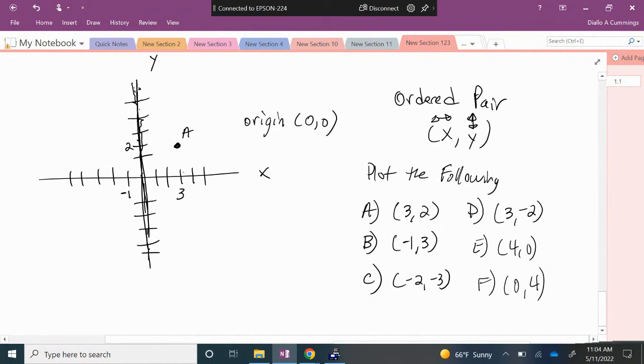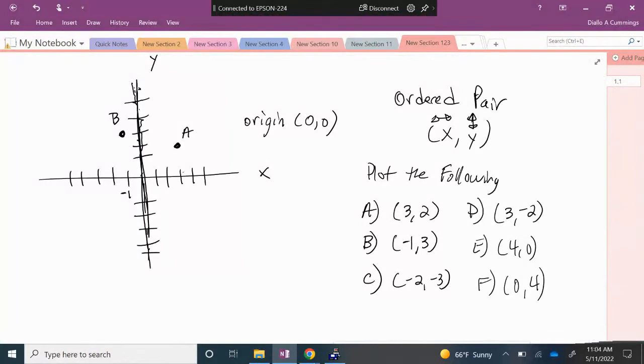My vertical component is +3, so I'm going to go up 3 units. And this is the plot for point B. All right. And that's in the second quadrant.